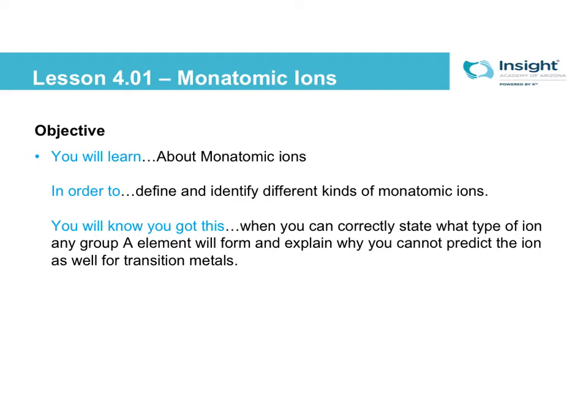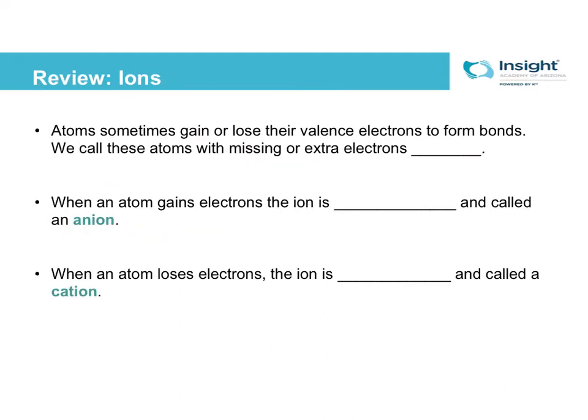So first thing we're going to talk about is monatomic ions. So just think about the parts to that word. We've got mono. You may recognize that as meaning one. And then we also have atomic, which, what does that sound like to you? Atom. All right, so monatomic ions are going to have something to do with one atom. So let's see what that means.